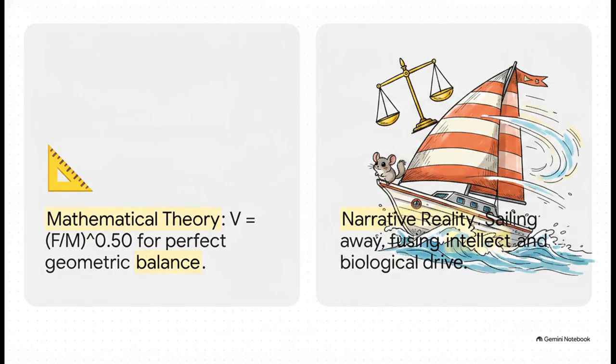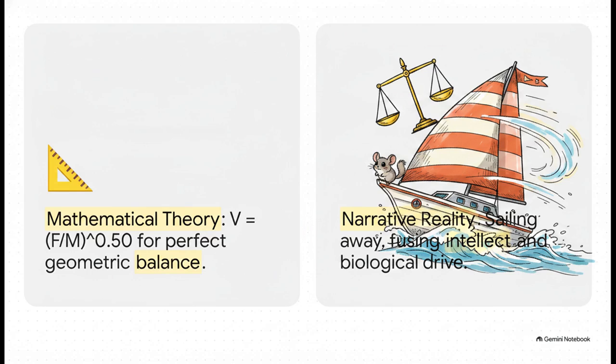This is where we hit our narrative climax. Just picture it, James Bond and Honey Rider on a classic teak deck sailboat, slicing through the Caribbean waters straight into this burning red sunset. As they head toward the horizon, their escape velocity is defined by a fluid dynamic equilibrium. Mathematical theory says velocity equals force divided by mass, all to the power of 0.50.